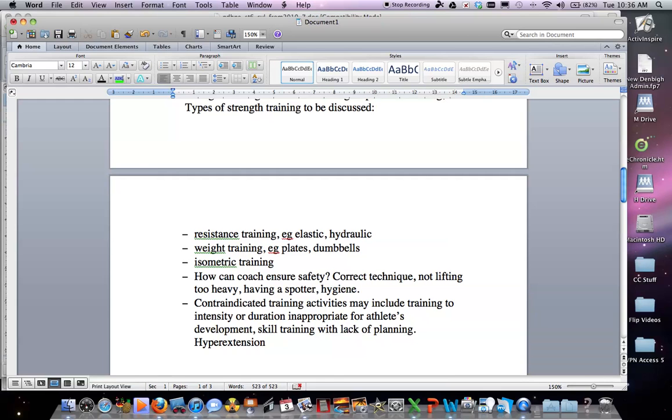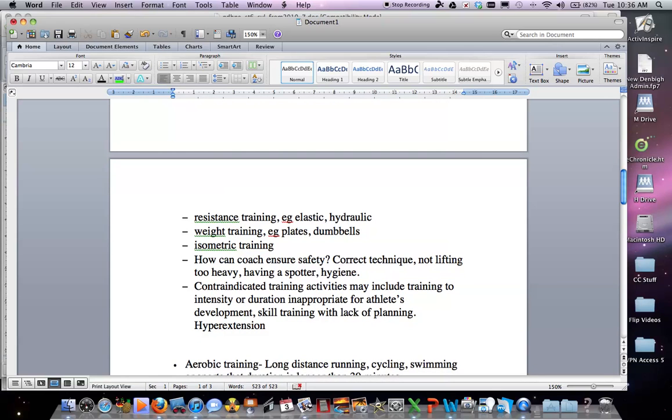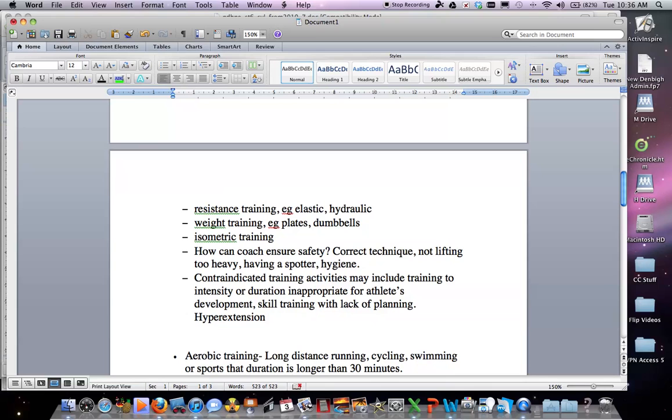The next part of your answer would need to include how a coach could ensure safety, and you might discuss things like not lifting too heavy, making sure that the correct technique is used, having a spotter, and maybe discussing hygiene. Some of the contraindicated areas that may cause an unsafe environment for an athlete in this area of training, again with strength training, are maybe not adhering to those aspects. So having poor technique, not lifting weights that are appropriate for the athlete. Those are some things there that would need to be continued.